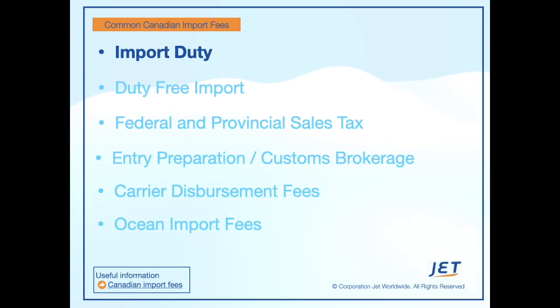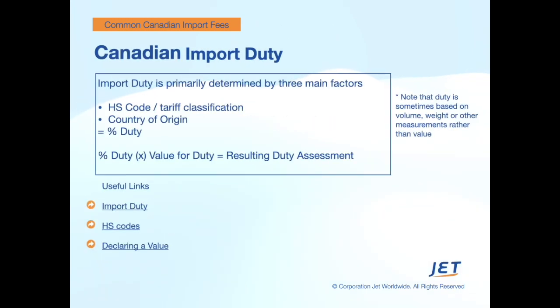First up, we're going to cover import duty. Canada's duty calculation uses the same global principles of tariff classification or HS code, country of origin, and value. The accompanying PDF includes links to each of these subjects. For most commodities, the tariff classification and country of origin determine the percentage to apply to the value for duty.